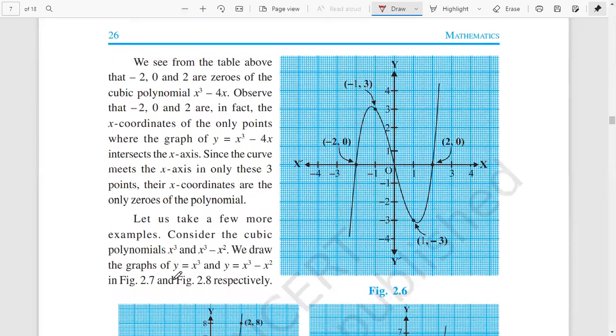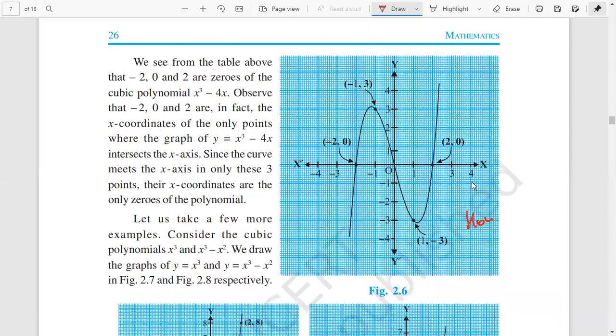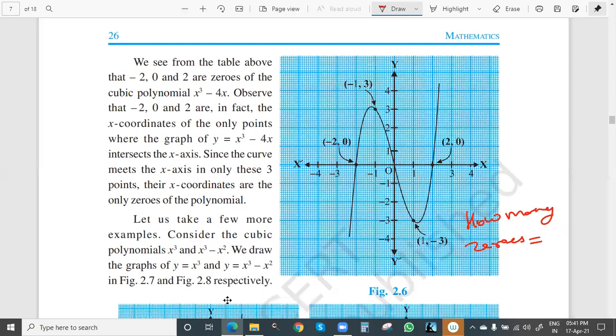What will be the number of zeros for this one, for this graph? Okay, good, Chanchal. For this one, please reply. How many zeros for this graph? Hemant, 3. Rashul, 3. Okay, good. Akhil 3, Steve 3. Everyone has the answer 3. Good. And no one has an answer other than 3.